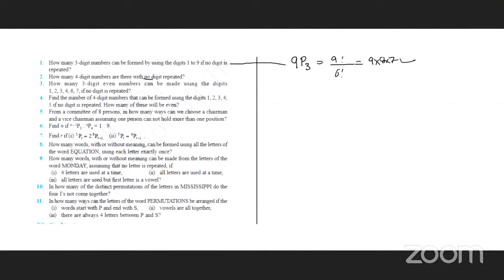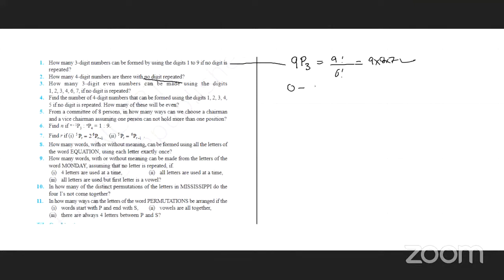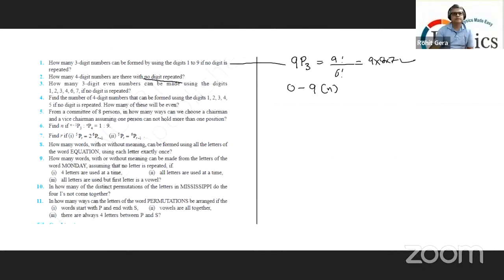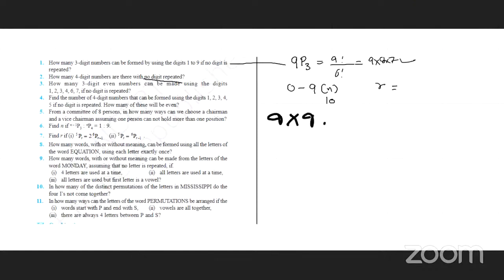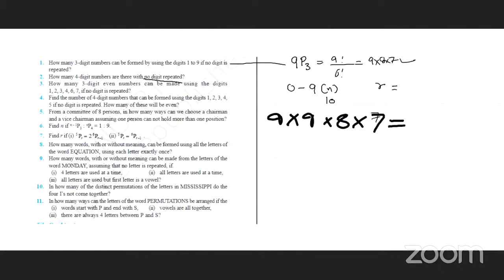How many 4-digit numbers with no digit repeated? You have a choice from 0 to 9, but 0 cannot be included in the first place. So we take 9 into 9 into 8 into 7, because you're not repeating. It would be 4536.